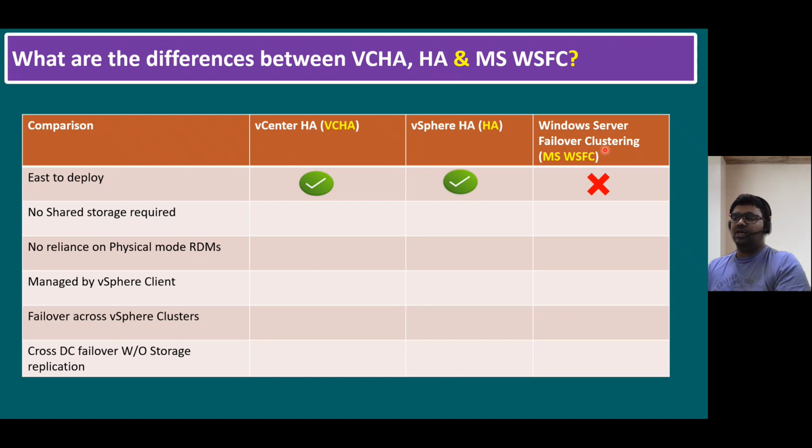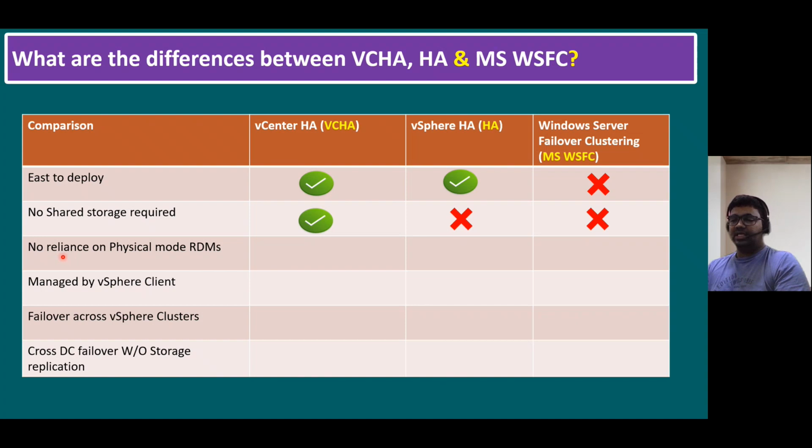But Windows Server Failover Cluster is not a straightforward procedure. We need to set up two servers, configure shared storage, and also prepare a quorum disk. The configuration requires some additional steps, so that's the reason it's not easy to deploy. But HA and VCHA are very simple options at the vCenter level. On the shared storage requirement, VCHA doesn't require any shared storage. But if we want to configure vSphere HA or Microsoft failover clustering, it requires shared storage.